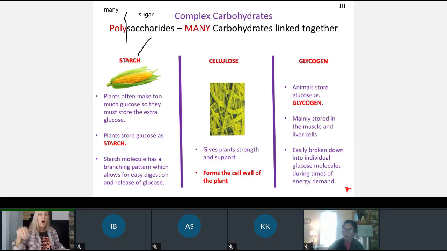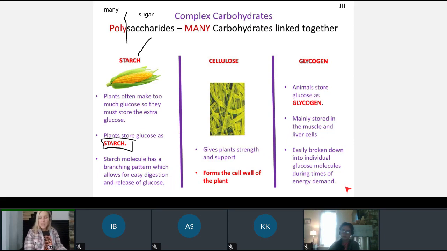Plants often make too much sugar. They are out there in the sun working overtime, so plants store this extra glucose that they create as starches. They kind of put it away as something else.